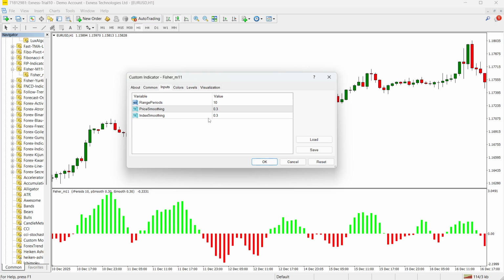Price smoothing smooths the input price before it is transformed, helping to filter out choppy fluctuations so the histogram curves are cleaner and less noisy. Index smoothing smooths the Fisher output itself, making the green and red swings less jagged. Higher values reduce whipsaw at the cost of responsiveness.